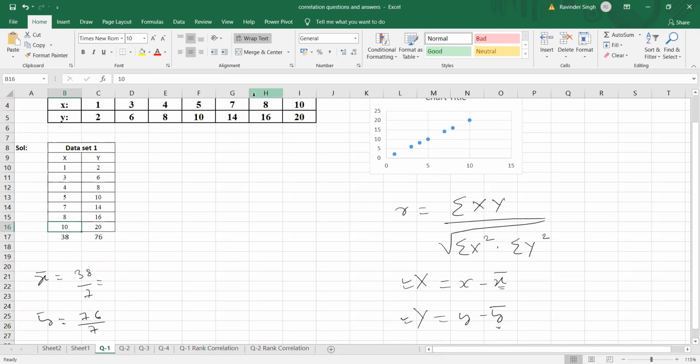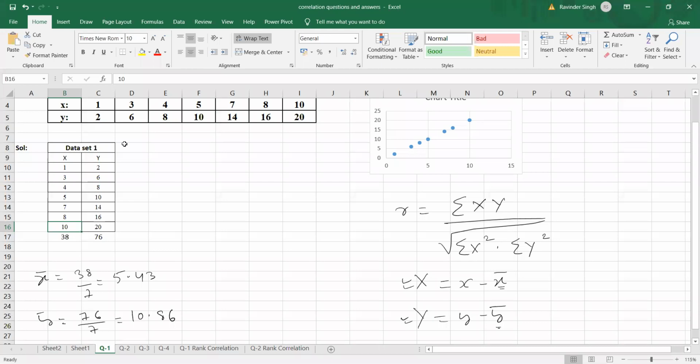So you can find approximately how much you will get. 38 by 7 is coming around 5.428, and 76 by 7 is 10.85. I will round this digit up to 6. I will take only two digits and round this to 3. Now we have got the X bar and Y bar values.